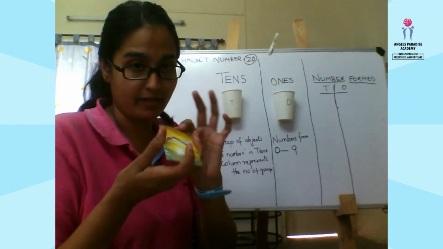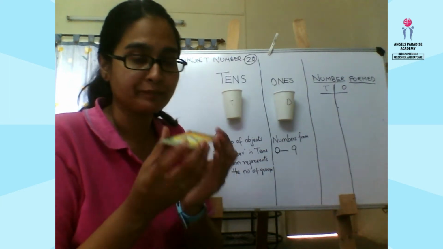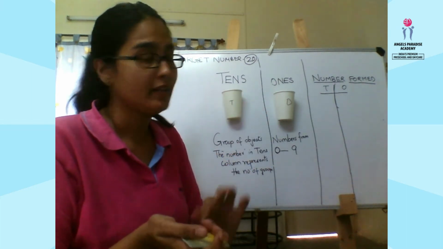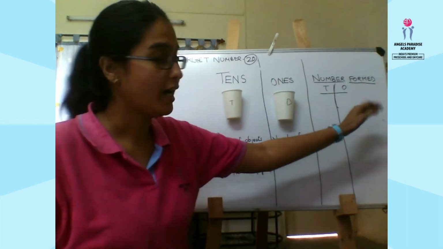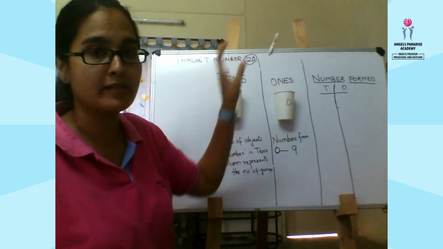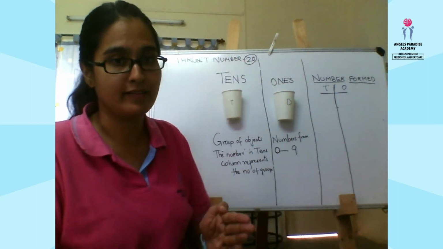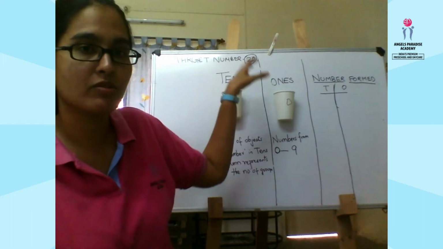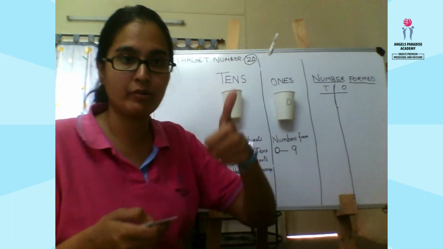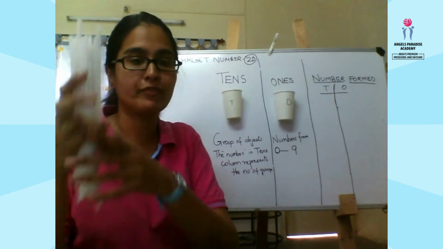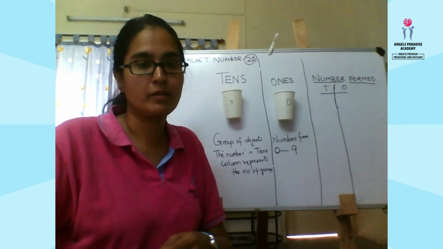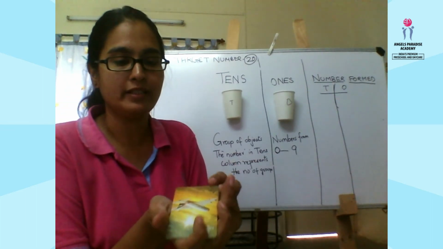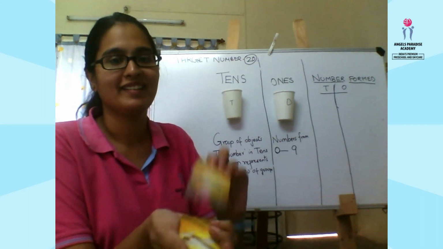So I have these cards in my hand. What I am going to do is shuffle them, randomly pick up one card, write the number here, and pick up that many straws and place them in the ones column. Until the number of straws crosses 9, I am going to keep putting all the straws in the ones column. Don't worry, we are going to see it. I have a group of straws here, and I also have some rubber bands to group them. Okay, let us start. I'm going to shuffle these cards now, without seeing.